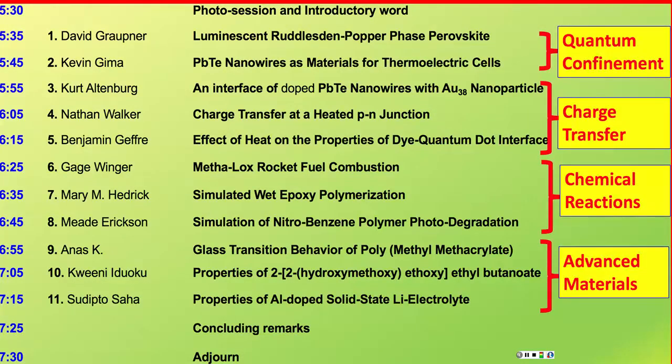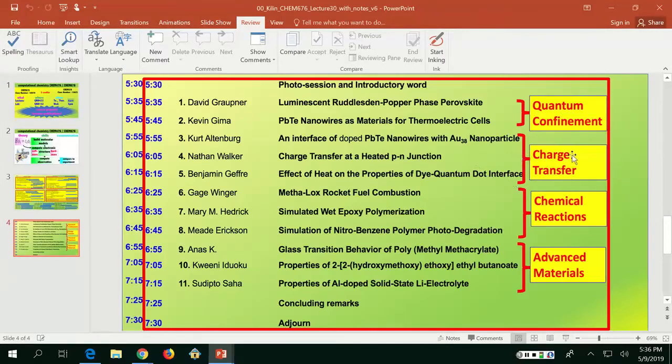Right? But if you see on the schedule, about 10 minutes is assigned, because it's time to walk to the front, put things up, and last but not least, to answer questions. The presentations are arranged in 4 chapters. There will be presentations of mini research related to quantum confinement. Some will be related to charge transfer, some to chemical reactions, and last but not least, some related to novel advanced materials.